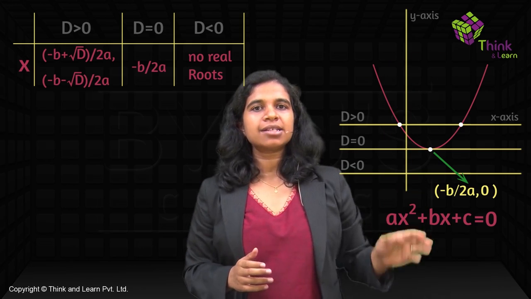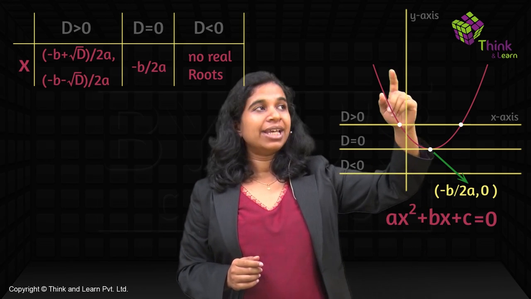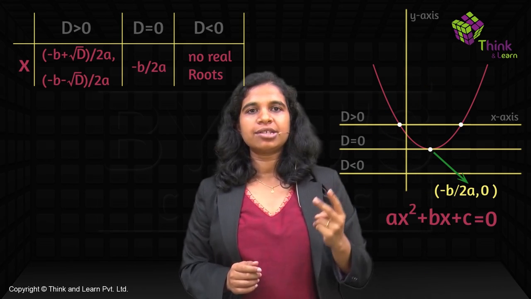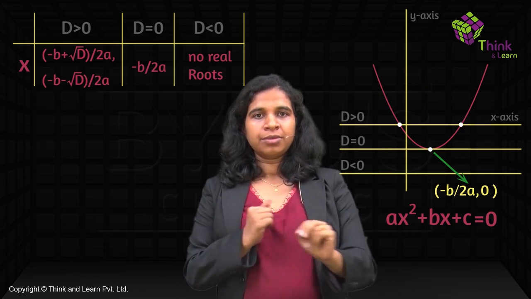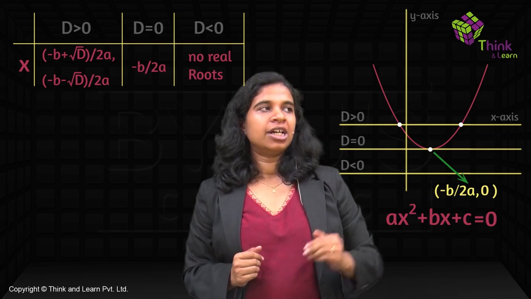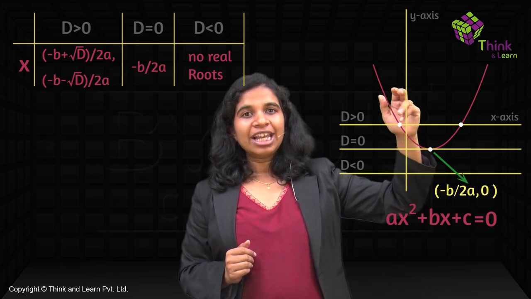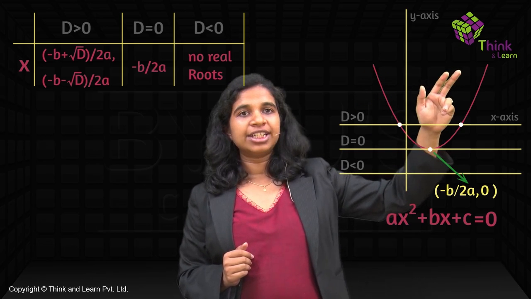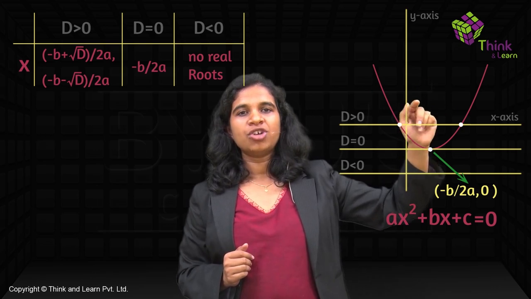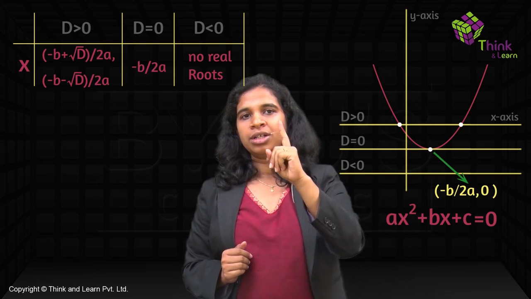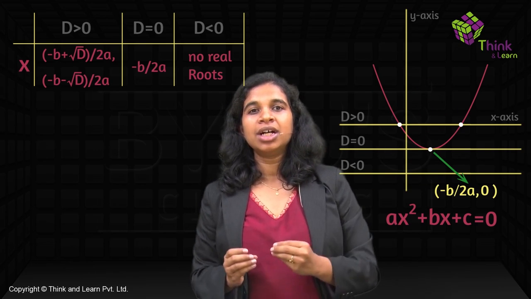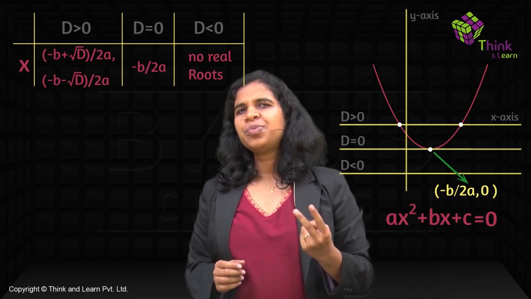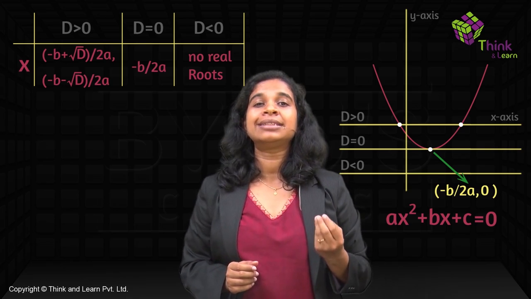So those are the three cases. When d is greater than 0, the x-axis cuts the graph at 2 points. You have two roots, which are real and distinct. When d is equal to 0, the x-axis is actually touching the graph. That is, it's tangential to the graph. You have exactly one root. In other words, the roots are real and equal. There will always be two roots. It's just that the roots are the same.